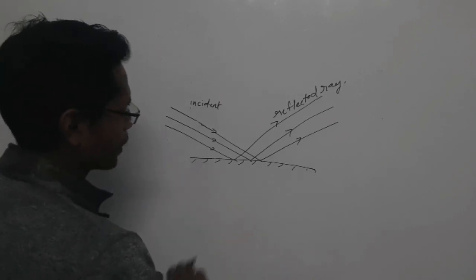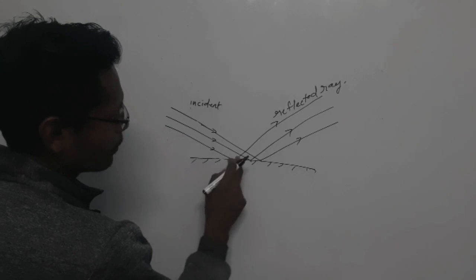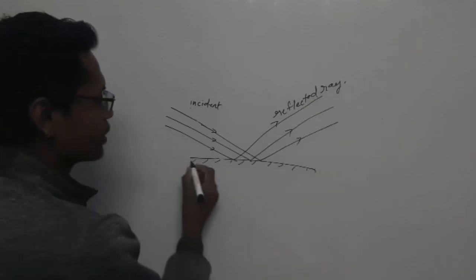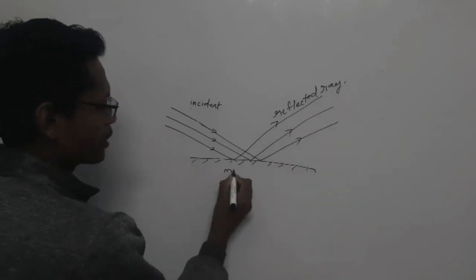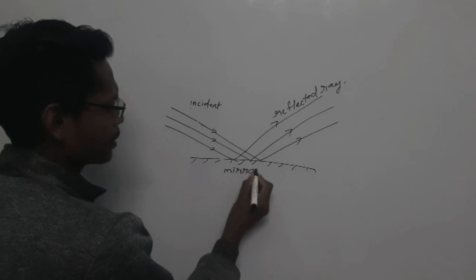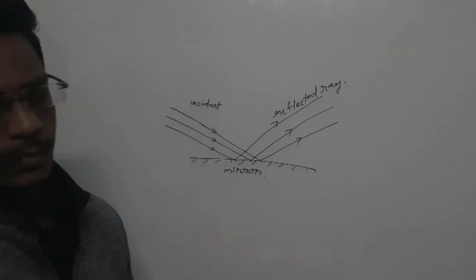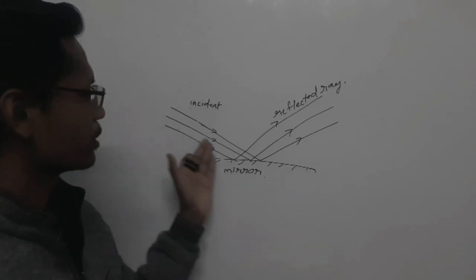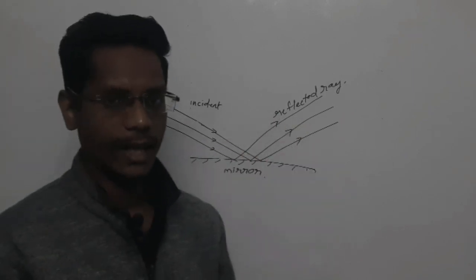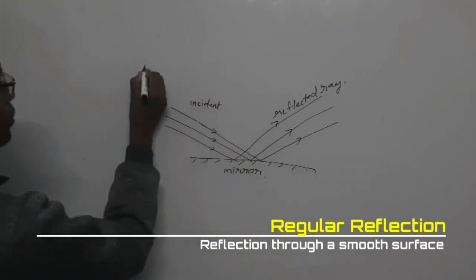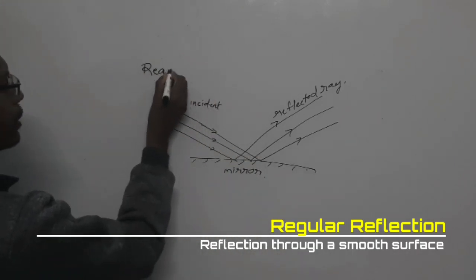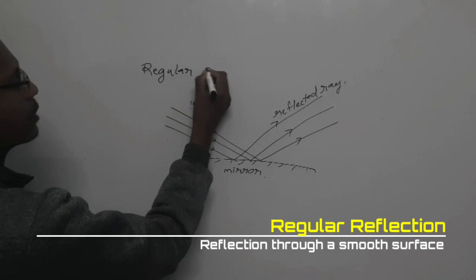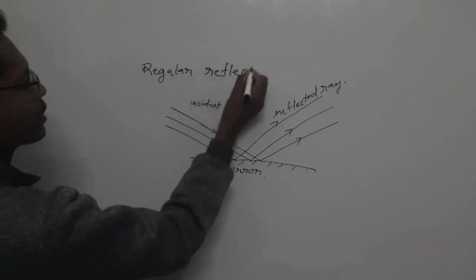Now, as you can see, this reflection is smooth because the surface is smooth. Just take it as a mirror. In the mirror, the surface is smooth. That's why this reflection is regular. So, regular reflection.